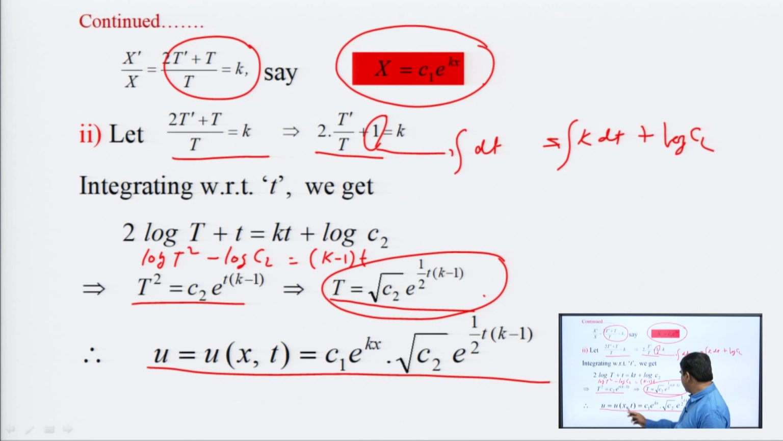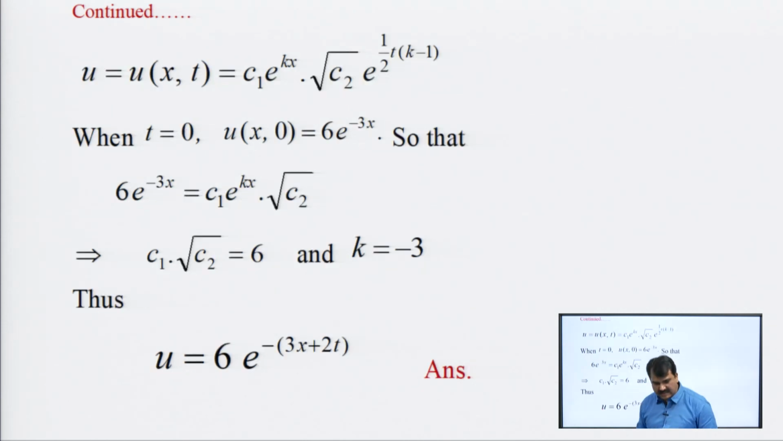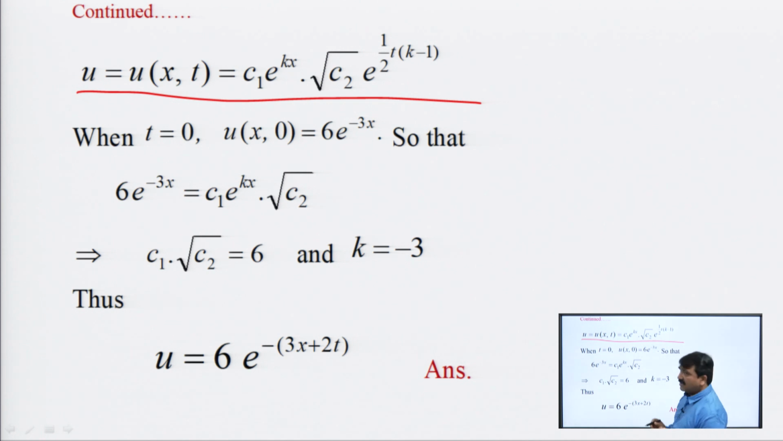So, u is equal to C 1 root C 2 e to the power k x into e to the power this. So, finally, we have the solution as this. So, with the help of method of separation of variables, we obtained the solution of the given differential equation like this. Now, we want to evaluate the constant by using the given condition.